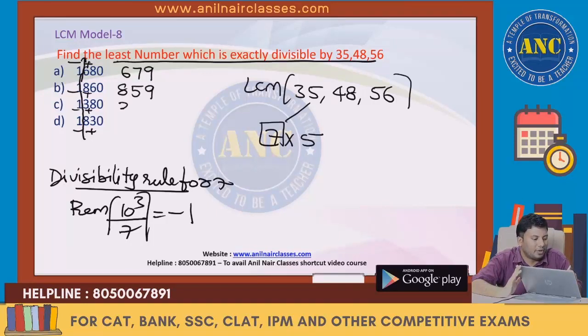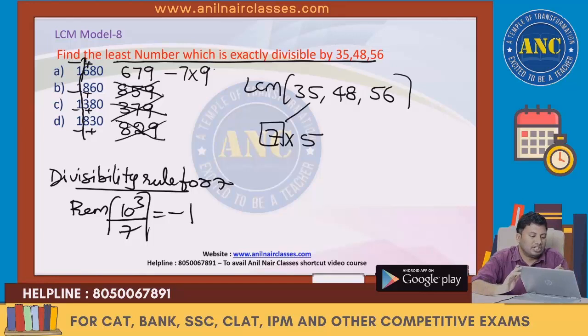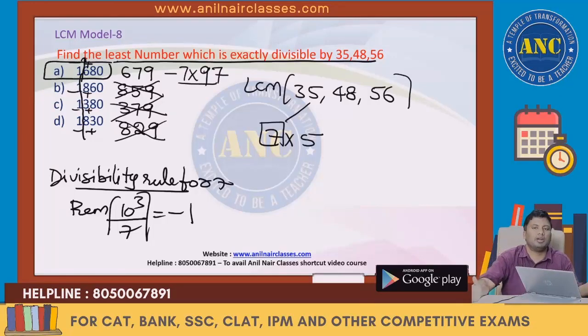680 minus 1, 679. 859. 379. 829. 829. 7 ones are 7, 12. 7 ones are 7, 15, 9. Not possible. 7 fives are 35, 29. Not possible. 7 12s are 84, 19. Not possible. 7 9s are 63, 97. Possible. You don't need to do anything. Just by looking at the question itself, you got the answer as 1680. I will try to find out that prime number which makes my calculation easy.